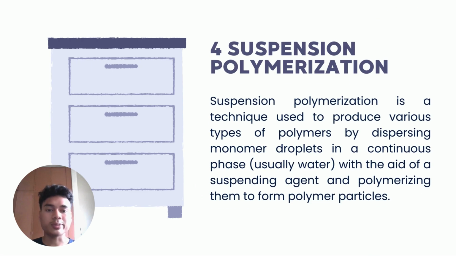Okay, let's take a look at suspension polymerization. What is suspension polymerization? Suspension polymerization is a technique used to produce various types of polymers by dispersing monomer droplets in a continuous phase, usually water, with the addition of a suspending agent and polymerizing them to form polymer particles.